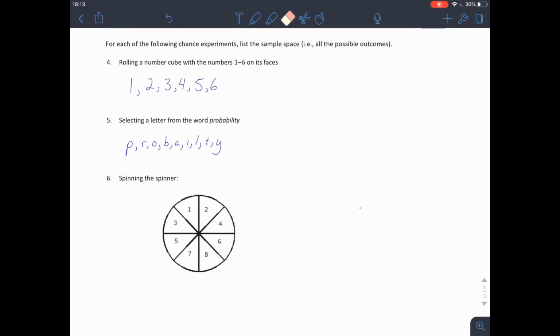Finally, for spinning our spinner, since each of those numbers shows up once, then all of the numbers on our spinner are a part of our sample space.